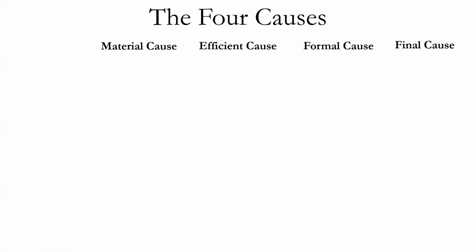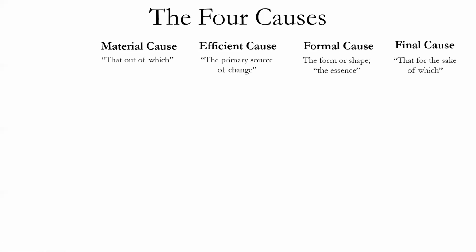You don't find those words in Aristotle. He does not talk about the efficient cause or the formal cause or the final cause or anything like that. Instead, he says things like this. The material cause he refers to as that out of which. The efficient cause, the primary source of change. The formal cause, he'll call the essence of a thing or the definition of a thing. And then the final cause is that for the sake of which. So instead of using these clunky phrases, medieval philosophers came up with these words: material, efficient, formal, and final, to refer to these causes.